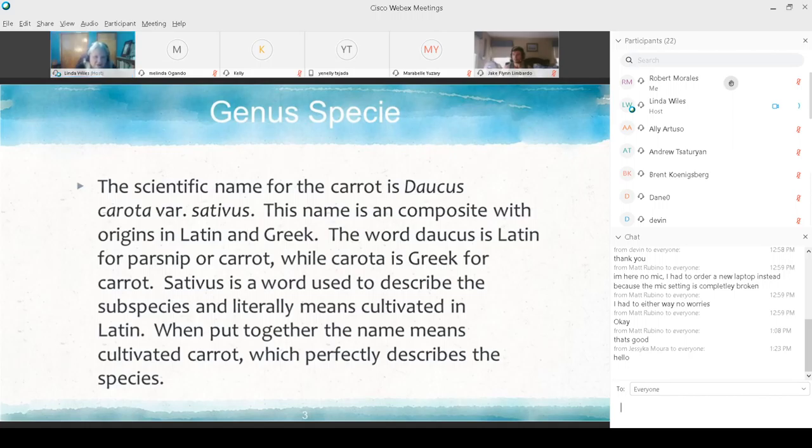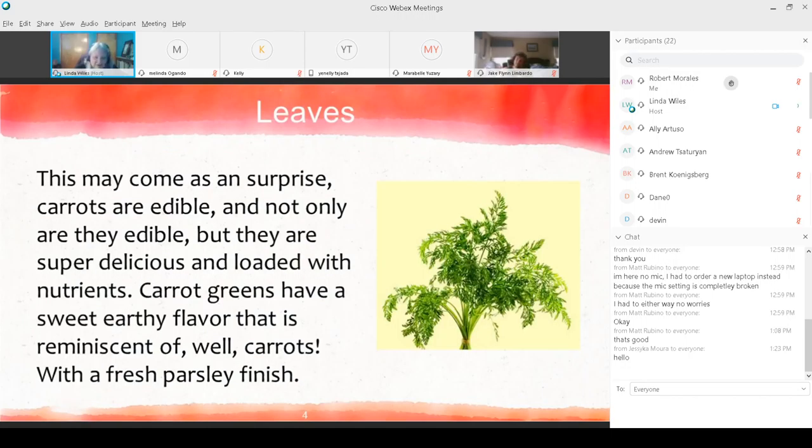Now, here's the genus and species. The genus is Daucus. The species is Carota. The variety or naturally occurring type is called Sativus. This has Latin and Greek origins for the name. Sativus describes the subspecies, which literally means cultivated in Latin. If it was officinale, that would basically mean that it has medicinal properties. Okay, leaves. So here you see these nice, finely dissected leaves. I don't know that I agree with that. So I would have to look into that.